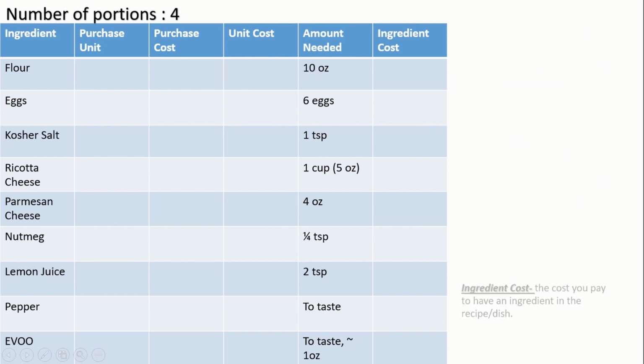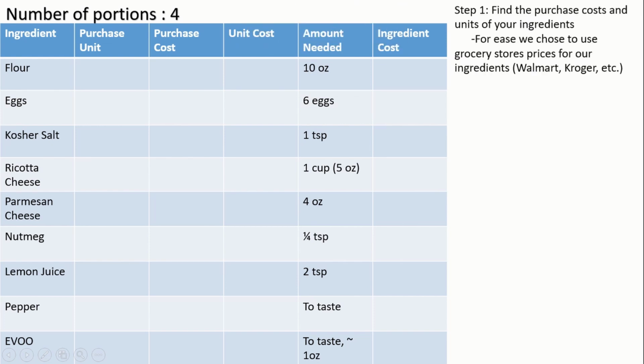Okay, so now that we've gone over all that stuff, let's go ahead and actually go through the steps. So the first step here is you need to find the purchase costs and the purchase unit of your ingredients. So just for our demonstration here, we're going to go with things that you would see in most grocery stores, whether it be like a Walmart, a Dillon's, Aldi's, even like a Costco, Sam's Club. We're not really going to look into food distributors like Sysco or US Foods, just because with grocery stores, usually you can find these sort of prices easier online.